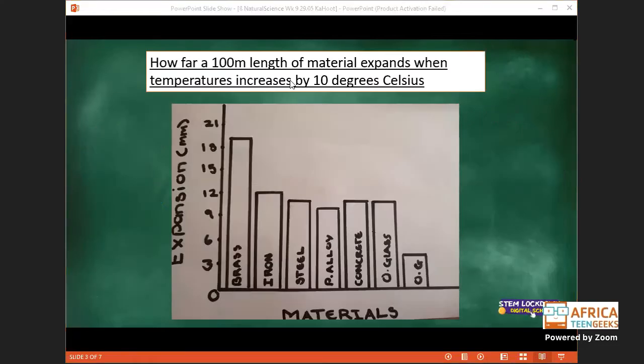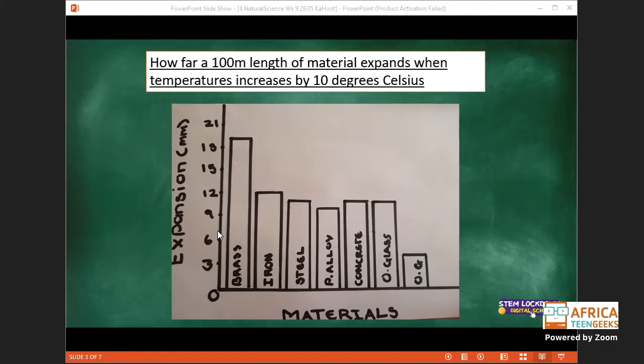Right, so here is my bar graph with expansion, which is in millimeters, on the y-axis and materials on the x-axis. What is also very important to note when drawing a graph is that your units on the side should be the same, corresponding in a consistent manner. As you can see, I used threes: 3, 6, 9, 12, 15, 18, 21. If your graph has units of 1, 2, 3, 4, 5, 6, 7, 8, 9, 10, up until 19 or 20, that is still okay, right?